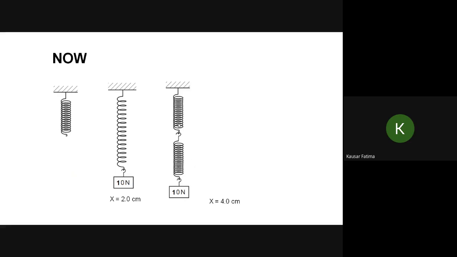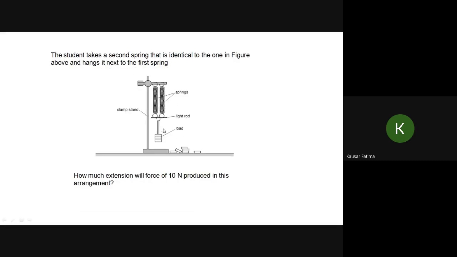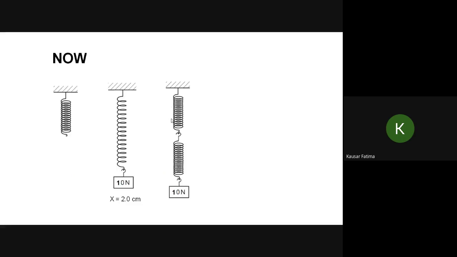Okay, so it means when we connect two springs this way, the extension will increase. But when we connect the other way around, this way, in parallel, the extension will be less. Meaning the system is stiffer than the system in this.